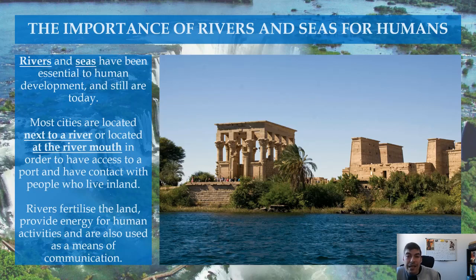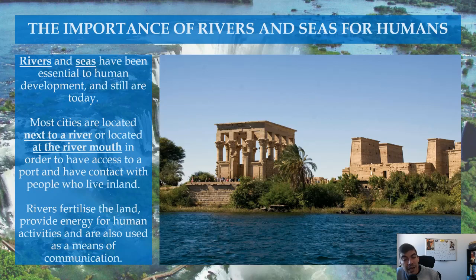Because they have been essential to human development and still are today. Why? As you know, or as you presume, most cities are located next to a river or at the river mouth, at the end of the river, in order to have access to a port and have contact with people who live inland. Why? Because rivers fertilize the land, so we get better and more quantity of crops.